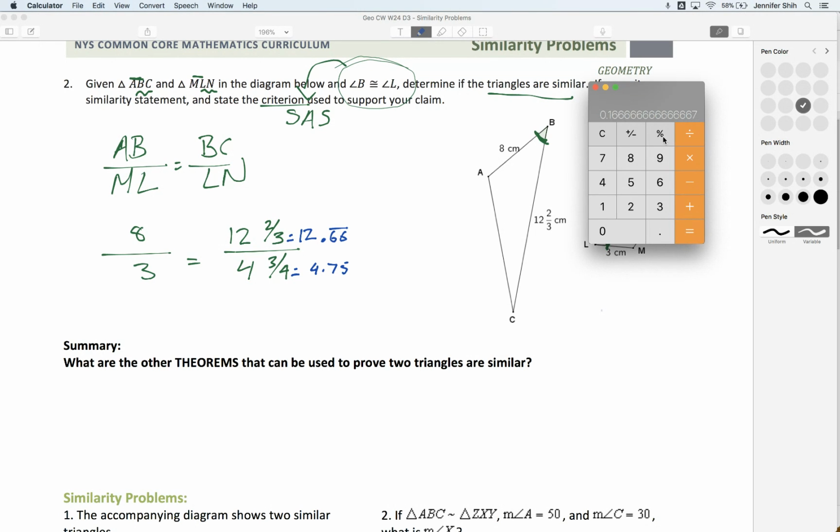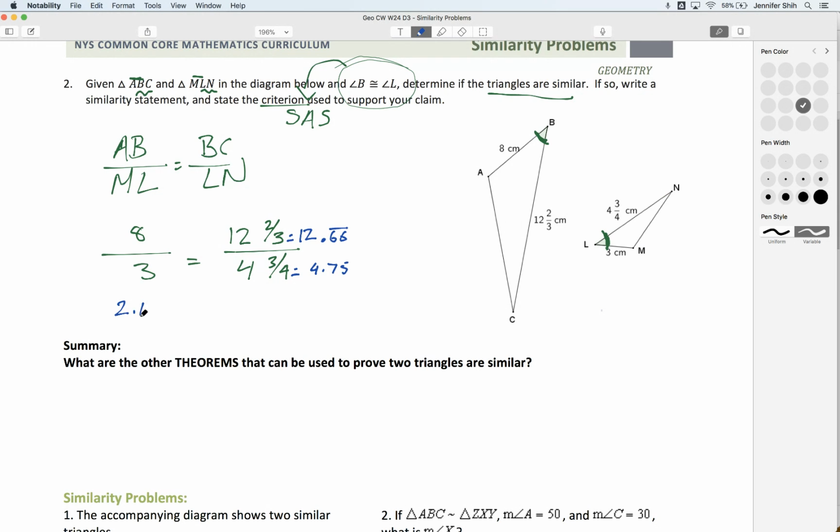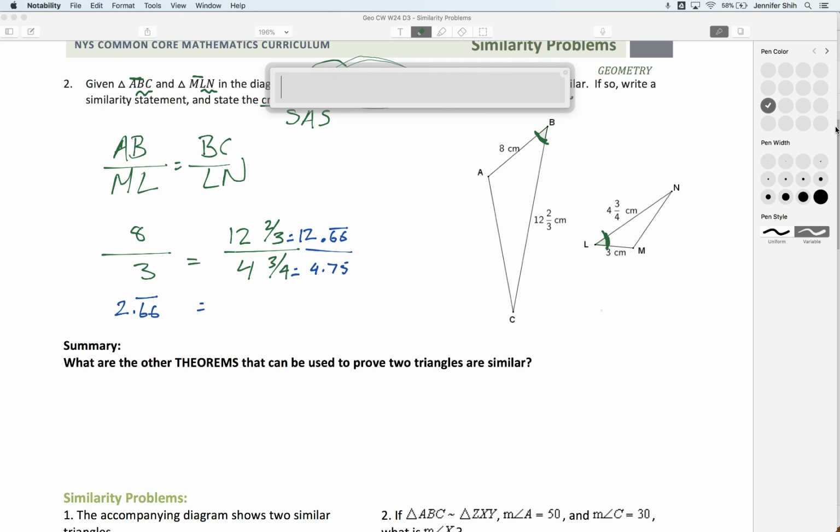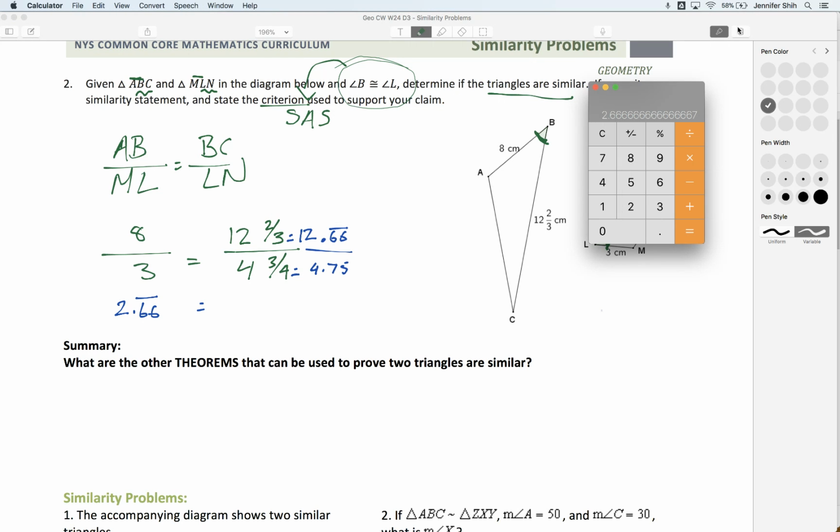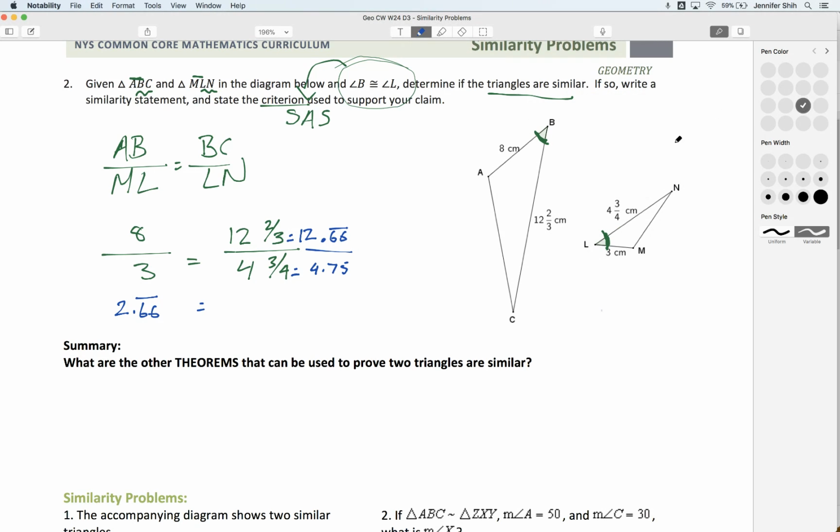So 8/3, let's clear this. 8/3 is equal to 2.6 forever. Let's see if 12.6 forever divided by 4.75 is also equal to 2.6 forever. 12.6 forever divided by 4.75 equals 2.6 forever. What do you think? This is different, huh? You can take a look. Yes, rounding error. Those of you that said rounding error right when I said that. Nope, I went great. 2.6 forever. So yes, the sides are proportional.